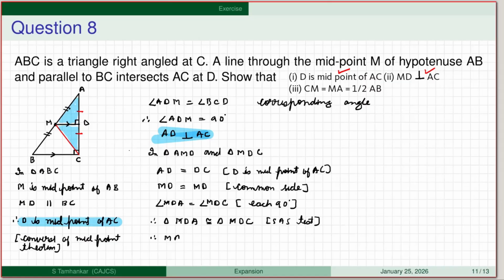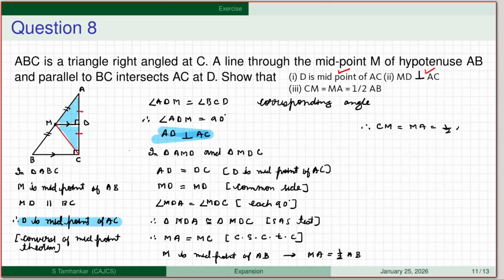And so we write MA equal to MC, and this is because corresponding sides of congruent triangles are congruent. For now, I'm just writing it in short. And we also have M is the midpoint of AB. So therefore we have MA as half of AB. So we get CM equal to MA equal to half of AB. So we managed to prove the third as well. Okay, so this was the proof to the question.